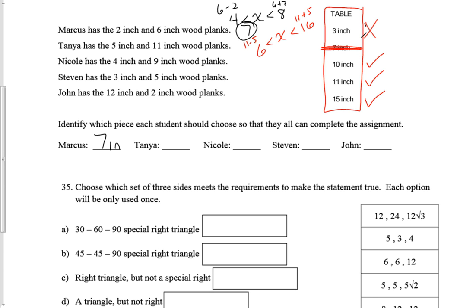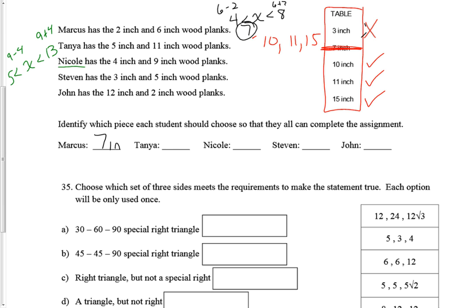Now I'm going to erase the work that I have so that I can write down what the options are for Tanya. So Tanya's could either be the 10 or the 11 or the 15. Moving on to Nicole. Nicole has to be between what two numbers? So I'm going to come to the other side. The first number is going to be 9 minus 4, which is 5. So Nicole's piece of wood has to be larger than 5. And 9 plus 4 is 13. The piece must be smaller than 13.